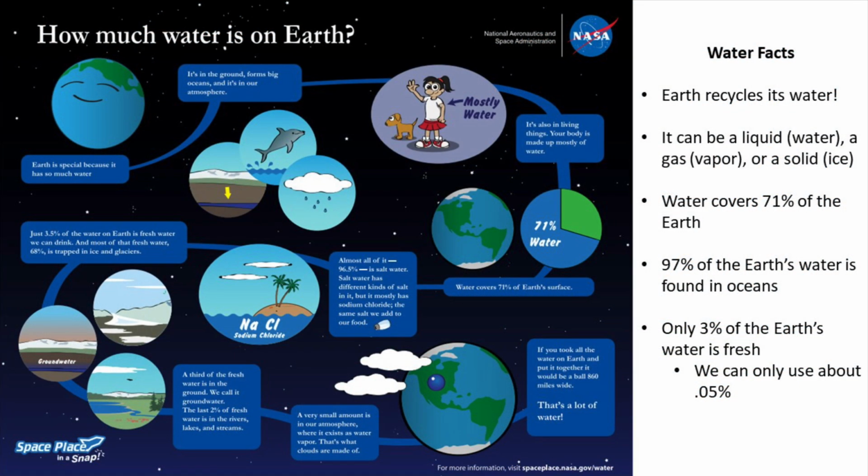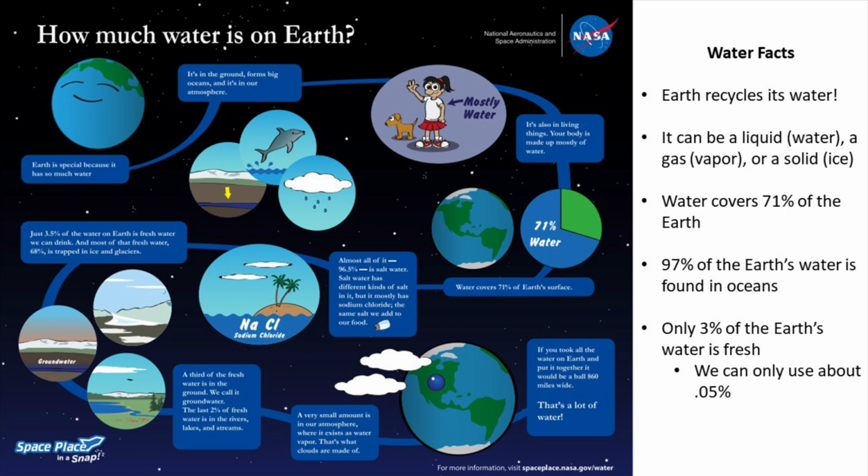First, let's review a few things that we know about water. First of all, Earth recycles its water. The water we have on Earth today is the same water that was around when the dinosaurs were roaming the Earth. We haven't increased the amount, we haven't decreased the amount, which is one reason we have to take care of the water we have.